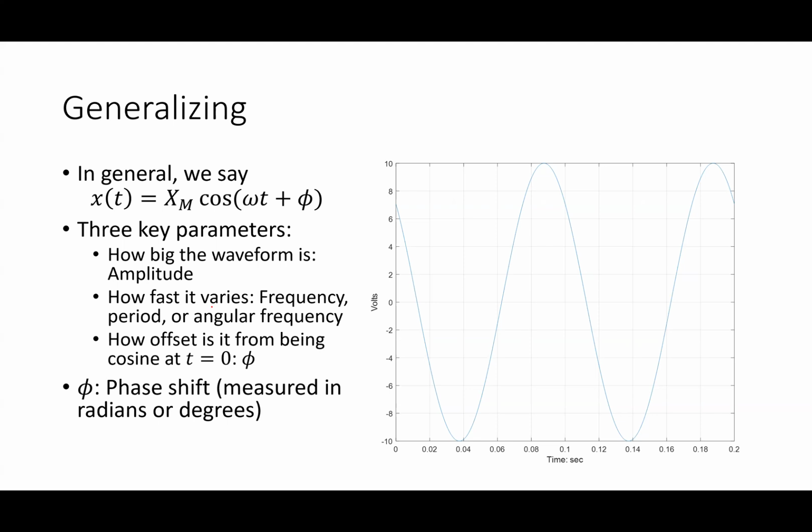All right, so I want to look at this guy and see if we can figure out some things about it. So I said there's 3 key parameters to this thing: X sub m, the amplitude; omega, which is related to f, which is related to T, which tells me how fast it varies; and then I have this guy phi. Phi is what I call the phase shift of this thing. And what it tells me is how far the cosine is offset at t equal to 0. All right. So tell me, if I had cosine of omega t, and I wanted to draw that guy over a period.